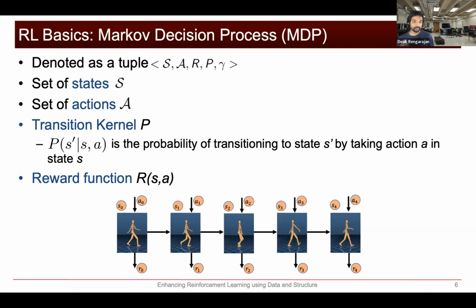For example, the way a reinforcement learning trajectory progresses is that you start off with some initial state S0, you take an action A0, and then you get some reward. This action causes your state to change. So you move to another state S1, and then you take an action A1, you get a reward, and this process continues.